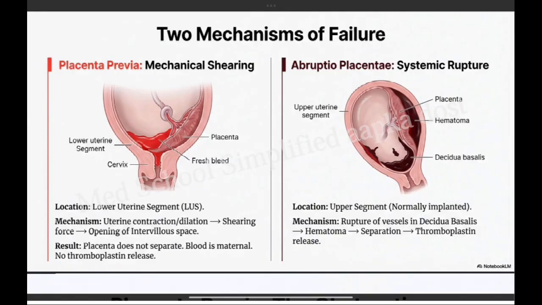Okay, and abruptio placenta, it's a systemic rupture. In the upper uterine segment, there is placenta, there is a hematoma, decidua basalis. ठीक है, blood in the lower uterine segment, decidua basalis. The location of abruptio placenta is upper segment, normally implanted. Mechanism is rupture of vessels in decidua basalis, causing hematoma. That hematoma separates the placenta. As you can see in the diagram, the hematoma is causing a separation in the placenta, and the thromboplastin is released in abruptio placenta. In placenta previa, there was no release of thromboplastin. In abruptio placenta, thromboplastin is released.